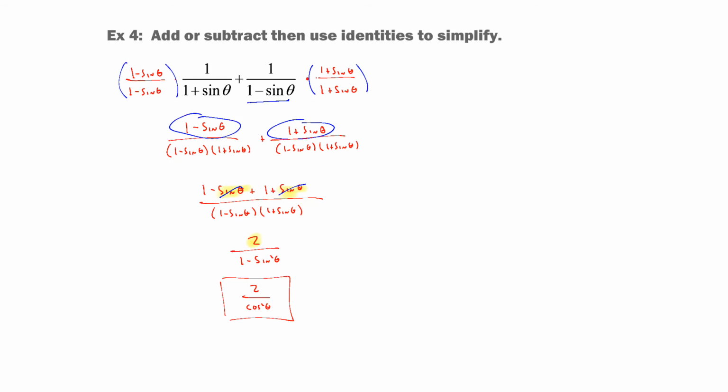And then I simplified 1 minus sine squared of theta to cosine squared of theta, because this, once again, is your Pythagorean identity. And so 1 over 1 plus sine of theta plus 1 over 1 minus sine of theta can simplify all the way down to 2 divided by cosine squared of theta.